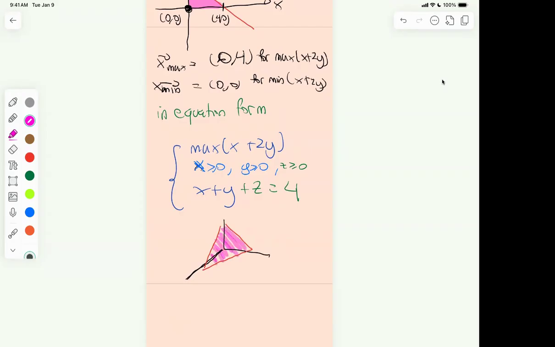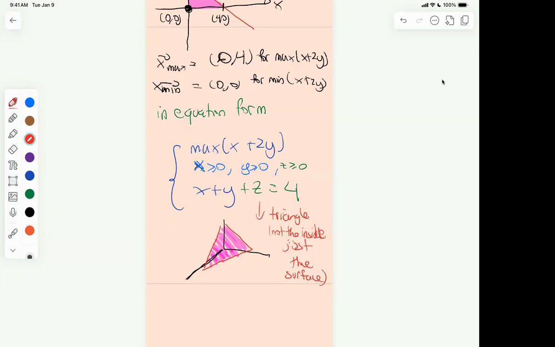So the region is this triangle, not the inside, just the surface. Is that making sense?